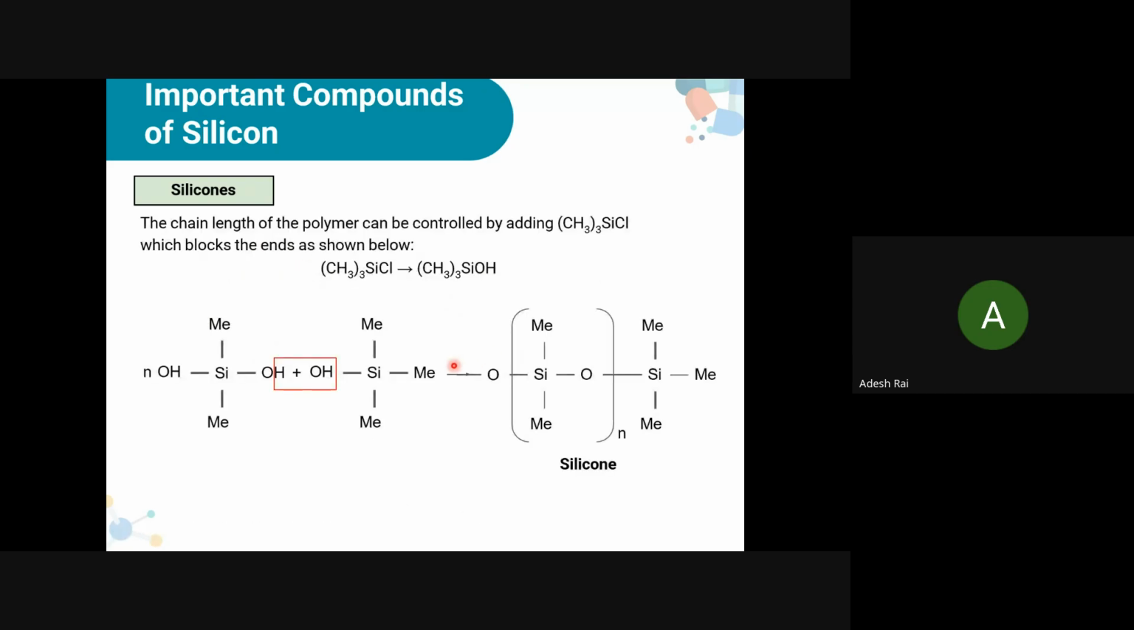Now, when we treat them with each other, this OH and H will undergo condensation, so an Si-O-Si bond will form. But here there is no OH for further condensation. Therefore, the chain length will stop like this. There won't be further polymerization. Is that clear? So what is the use of trimethyl chlorosilane? It blocks the chain length, or it controls the length of the chain. Can we proceed? Have you noted this? Understood?